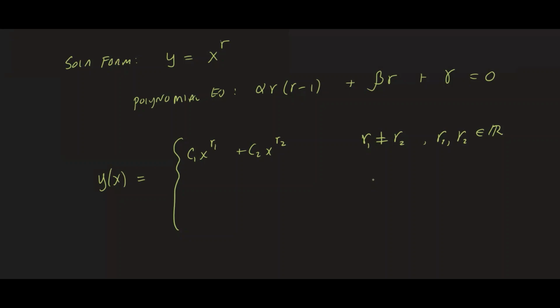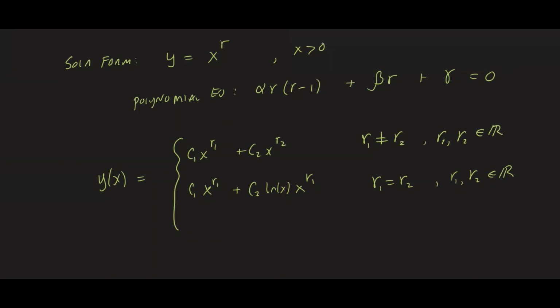Now, if the roots are equal to each other and they're real, so r1, r2 are real, then we know the solution is going to be c1 x to the r1 plus c2 ln of x times x to the r1. Now, I didn't really write down the absolute values here. Let's just assume that x is greater than 0 so that we can remove the absolute value. But if you do want to put in the absolute value around all the x's we have, feel free to do that.